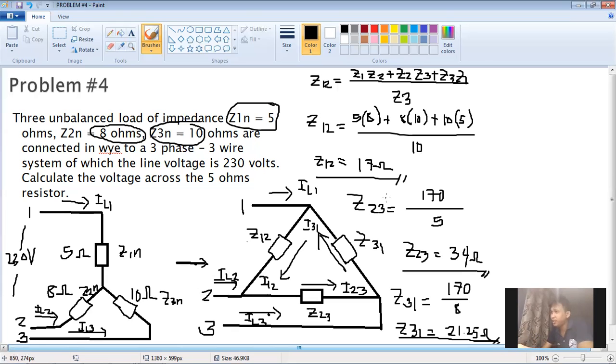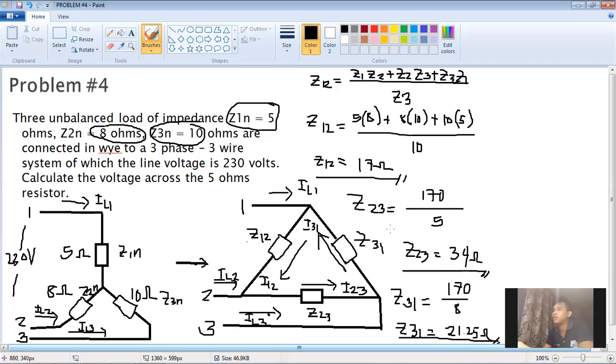So the impedance of Z23 has the same numerator as above. That will be Z1 Z2 plus Z2 Z3 plus Z3 Z1. So upon calculation, that's 170, but with a different denominator since we are talking about Z23. So the denominator will be 5 since Z3 is not included. So 170 divided by 5, so the impedance for Z23 is 34 ohms.